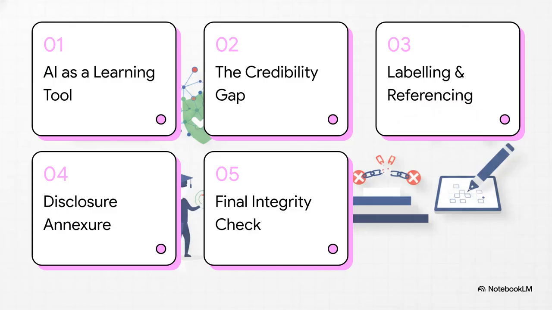We've broken this down into 5 simple parts. First, we'll look at AI as a learning tool. Then we'll get into its big weakness, what we're calling the credibility gap. After that, we'll hit the really practical stuff: how to label and reference it, what a disclosure annexure is, and we'll wrap it all up with a super important final integrity check.